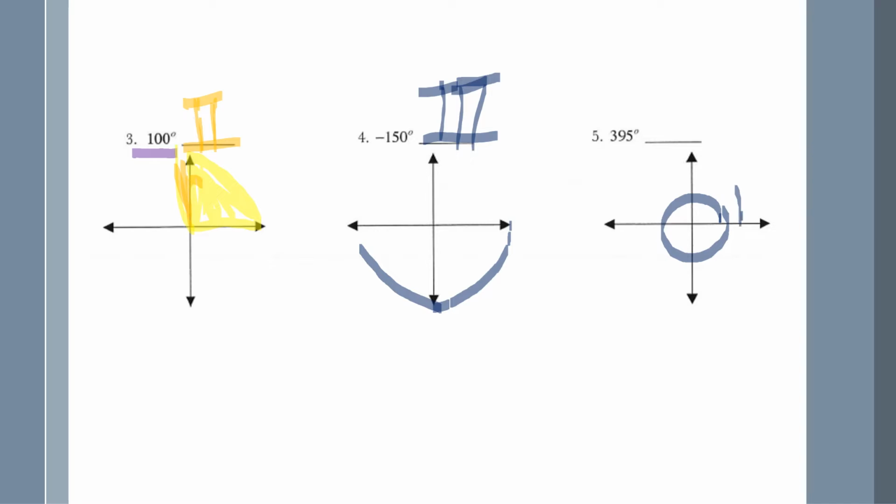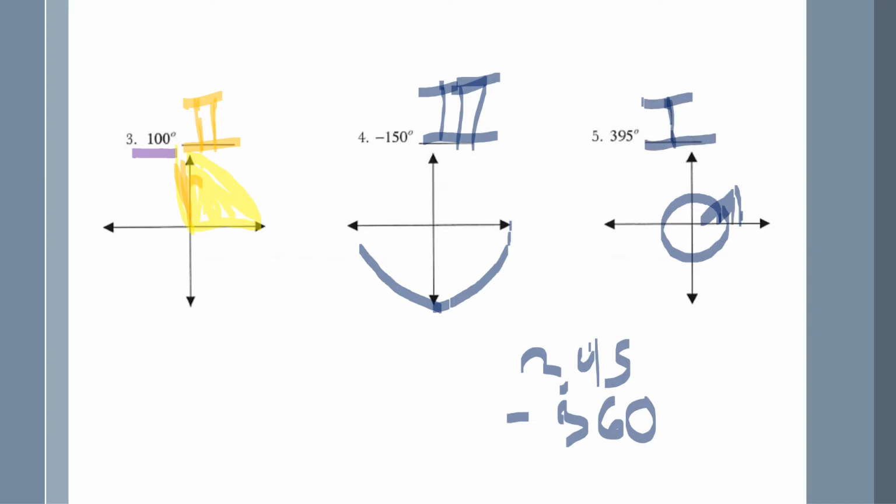And to find out which quadrant it is in, personally, I like to subtract 395 minus 360. That's going to be right somewhere over here. So this is quadrant 1. Just like that. Nothing too much going on.